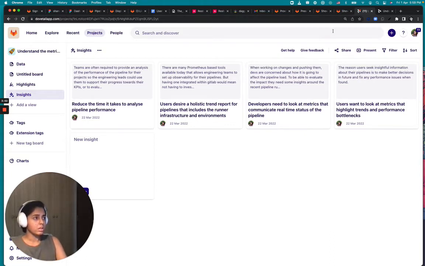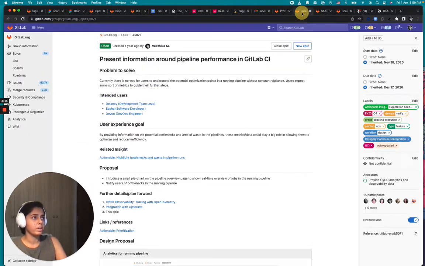So with these four insights, I would go back and again show what are the existing issues that we currently have. So we do have an issue around presenting information around pipeline performance in GitLab CI.